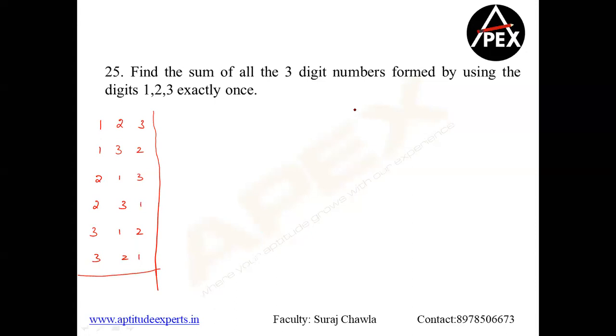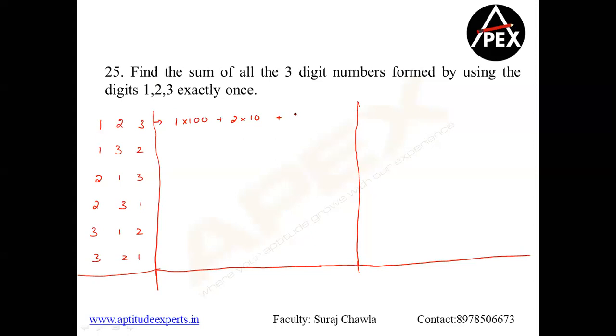Now, I'll write the second way and then I'll explain you the final shortcut method, okay? And then you can by heart the formula. Now, the actual rationale behind this is this can be written as 1 into 100. This can be written as 2 into 10. And this can be written as 3 into 1. This can further be written as 1 into 100 plus 3 into 10 plus 2 into 1. This can be written as 2 into 100 plus 1 into 10 plus 3 into 1.